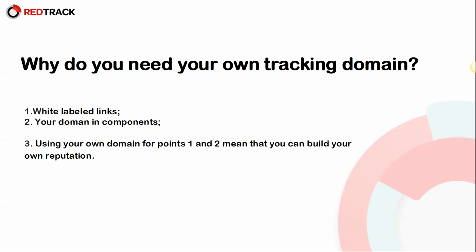Second is that all dynamic components will be using your domain: your click URLs, campaign URLs, your scripts, no redirect scripts, LP views scripts. They will all have your domain. Third, using your own domain for points 1 and 2 means that you can easily build your own reputation. Our default tracking domain, as well as those of many other trackers, is shared among many other customers. So your delivery could be affected by other clients using this shared tracking domain.